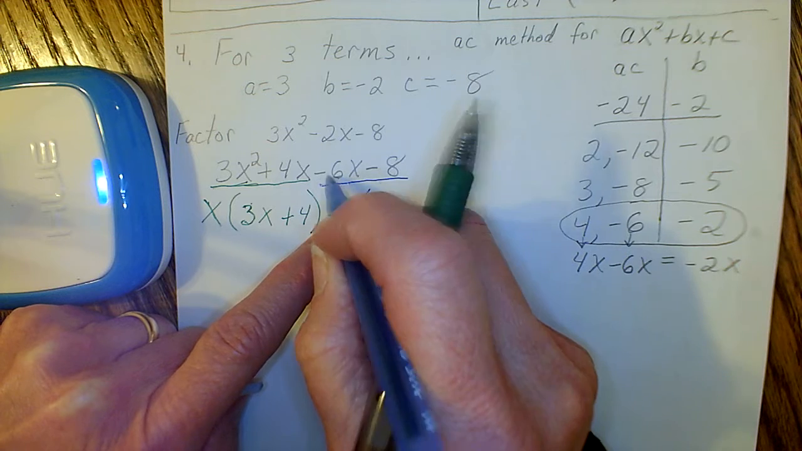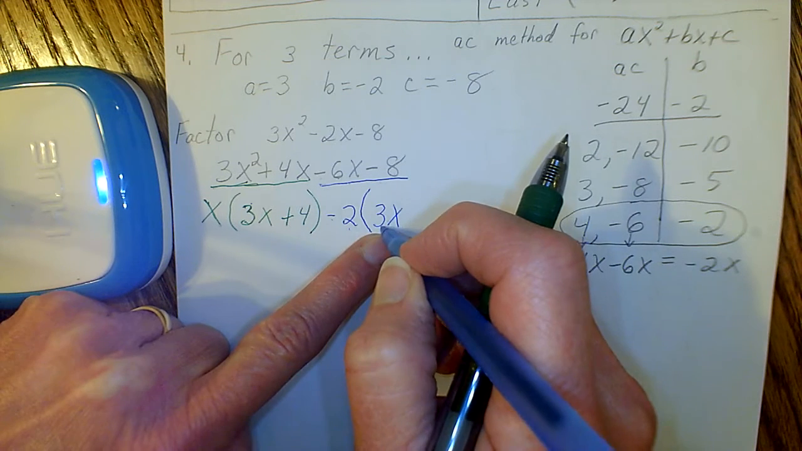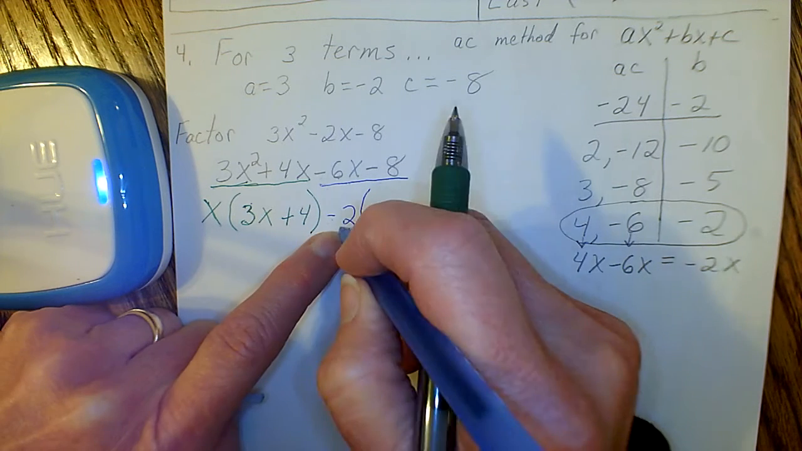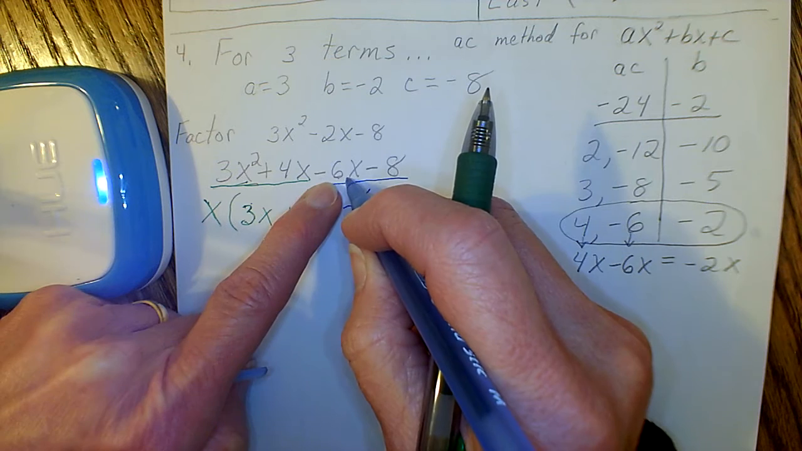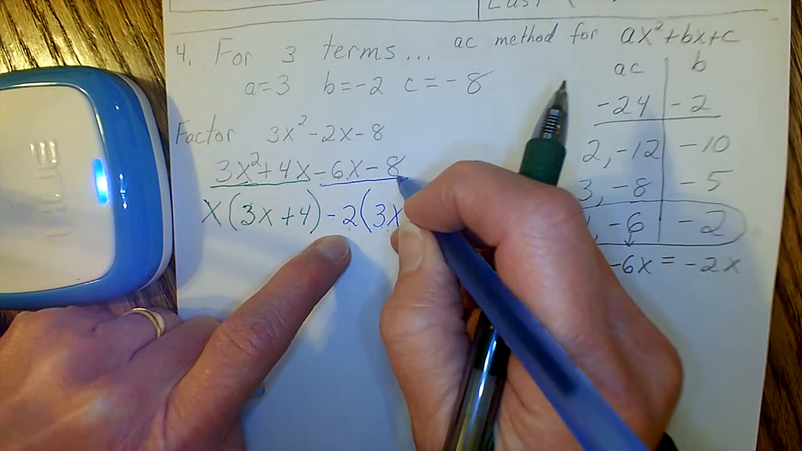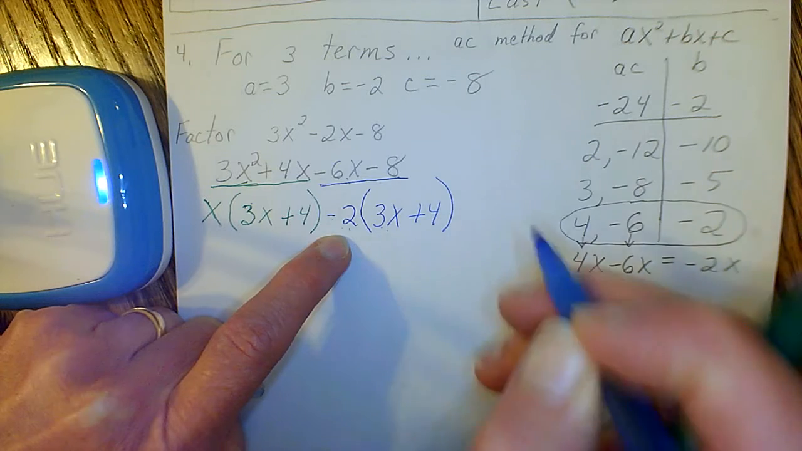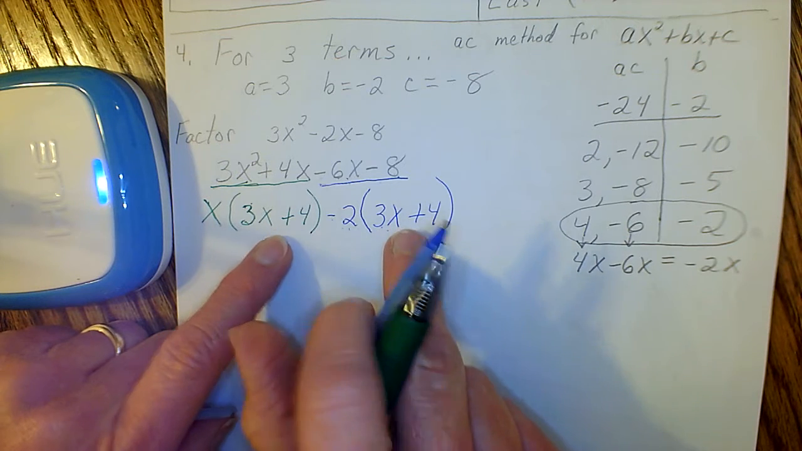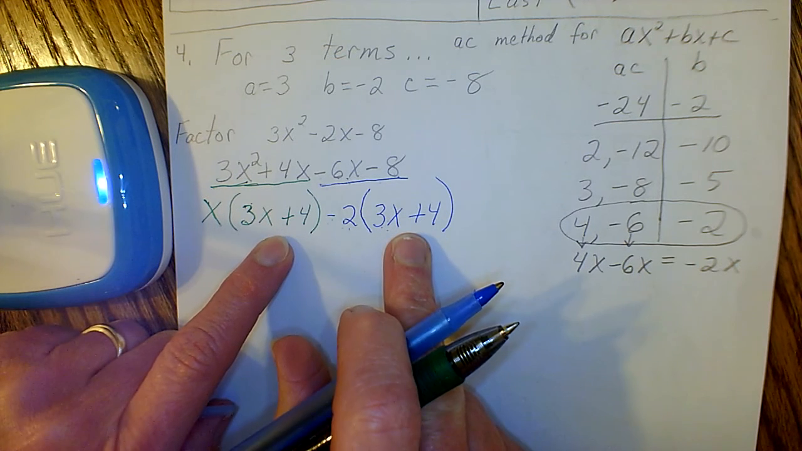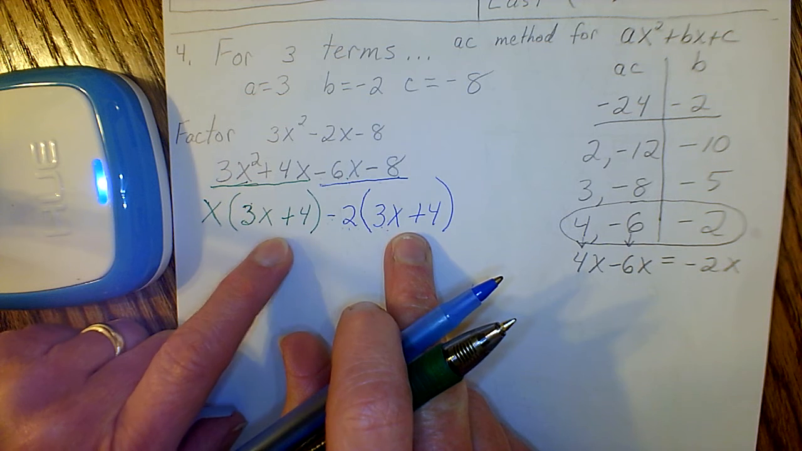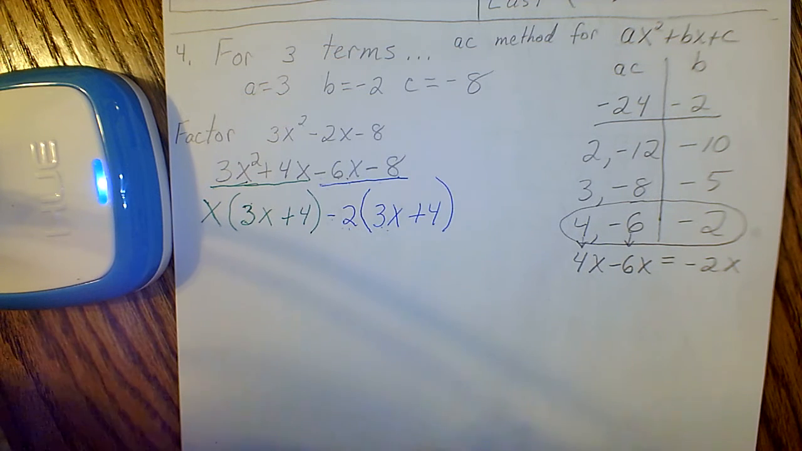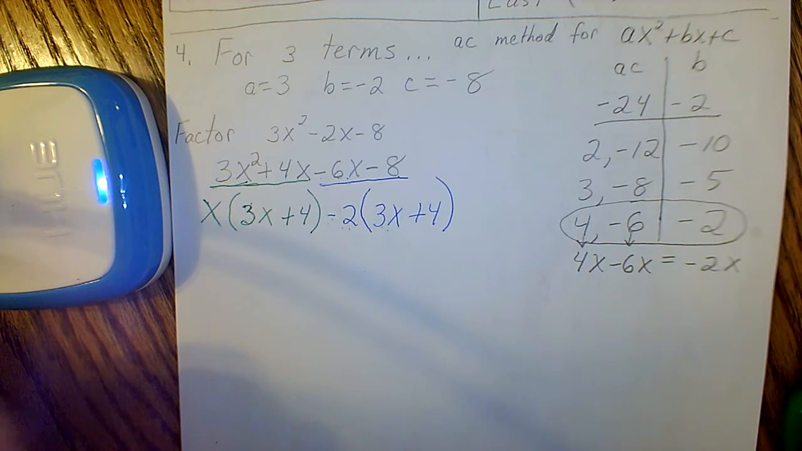Using a -2, since that was negative, would then make this go positive. So it'll be -2 times 3x gives us -6x. -2 times what gives us -8. That'll be a plus 4. We are hoping that what is inside the parentheses matches, and it does. And that means we did the right thing. We're on the right track. And so now we'll just finish it out.